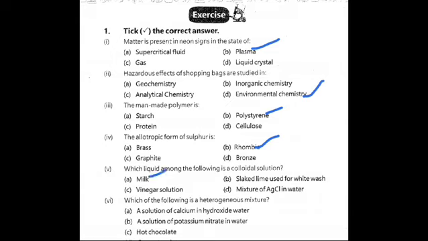MCQ number 6 is: which of the following is a heterogeneous mixture? Option A is a solution of calcium hydroxide in water, a solution of potassium nitrate in water, hot chocolate, or concrete mixture. And the right answer is concrete mixture, option D. Because concrete is a heterogeneous mixture, its components, for example cement, gravel, sand, and water, are not uniformly distributed.